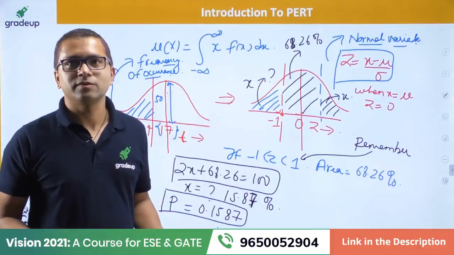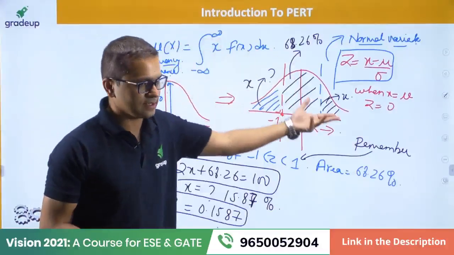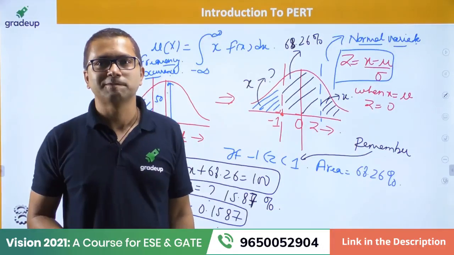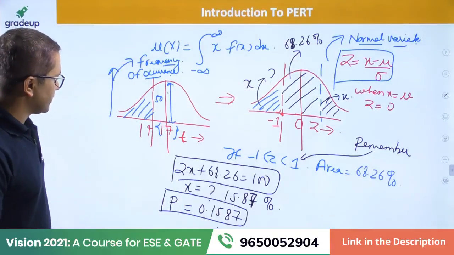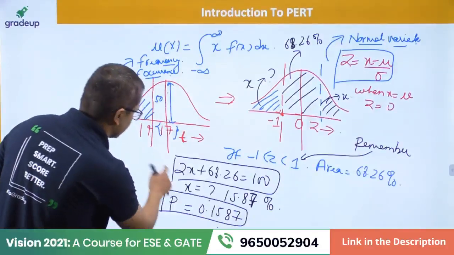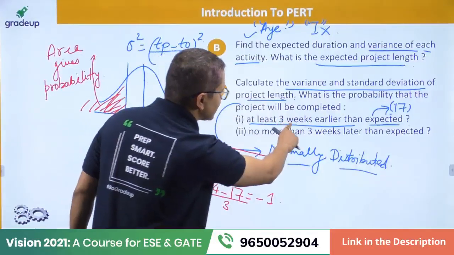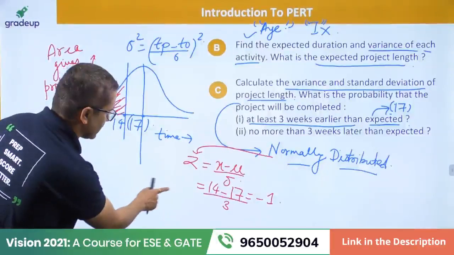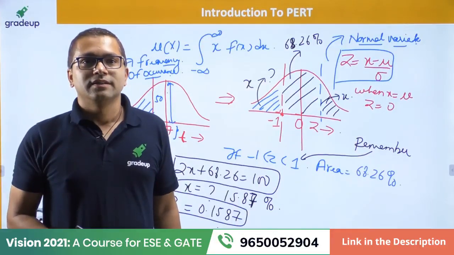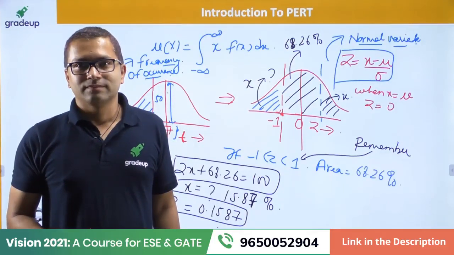And someone was asking, how do we calculate the mean? Mean is calculated like this. Mean of X is calculated something like that. Okay, let me read the statement. The probability that the project will be completed at least 3 weeks earlier is nothing but how much was that? 0.1587. That's what it means, okay?